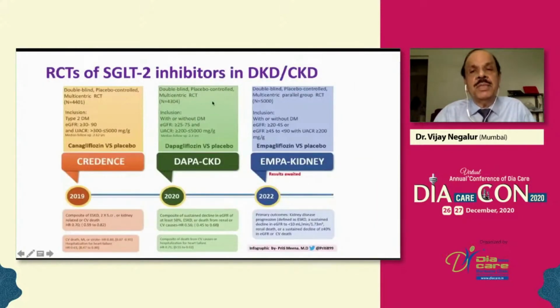Look at the kidney benefits, whether it is CKD or DKD. The CREDENCE trial, of course, has shown the benefit, but this only included type 2 diabetic patients. It showed all the benefits in kidney impairment. And the DAPA-CKD trial, which was released in 2020, had patients with or without diabetes. An eGFR of 25 to 75 again showed a good benefit, almost a 50% reduction in the renal outcome. And the study which is awaited is EMPA-KIDNEY, which has a GFR as low as 20, and will probably show the same benefit which CREDENCE and DAPA-CKD showed.